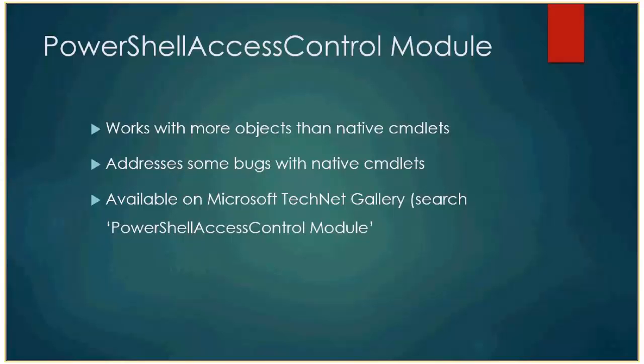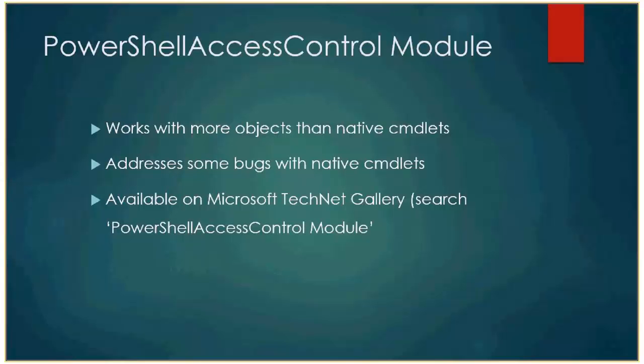One of the things I like about the PowerShell Access Control module is that it will work with more objects than the native commandlets. The native commandlets really just work for files, folders, and registry keys. With PowerShell version 3, they work with a few more objects, I believe, but you have to have already gotten the object and then you call that. I'm actually not sure how to work with some of it, but they don't work with services and processes and things like that.